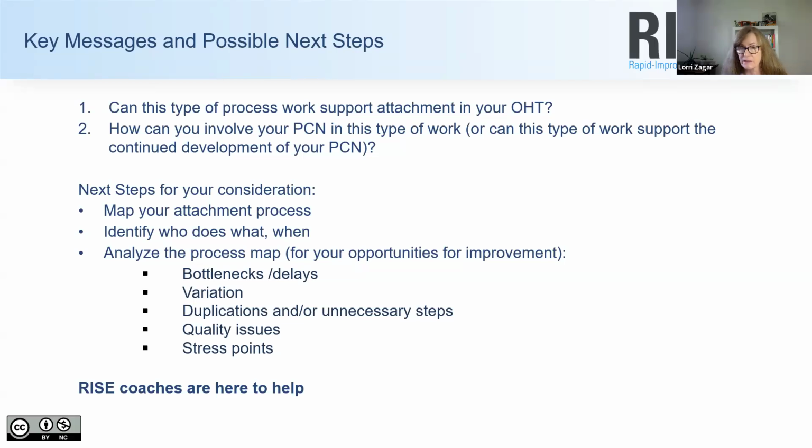Some next steps, possible next steps for your consideration. Would mapping help with your attachment process? Would identifying the who does what, when, where type exercise really create clarity among all of you and your partners around who's doing what with respect to attachment? And then analyzing that process map together, really talking about where are bottlenecks, where is the variation that is not helping with our system, where are those duplications within our system so that we can start to create those efficiencies.